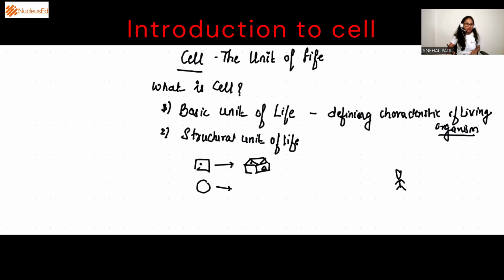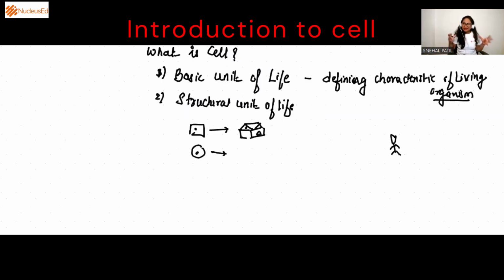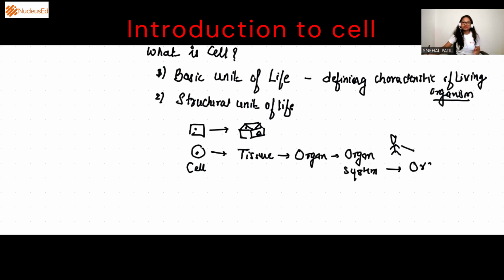Let's see how. So let's consider this is one cell, okay? Many such cells come together to form a tissue. Many such tissues come together to form an organ. Many such organs come together to form organ system. And many such organ systems come together to form organism. Now see, cells come together to form a tissue. Tissues come together to form organ like heart, then liver.